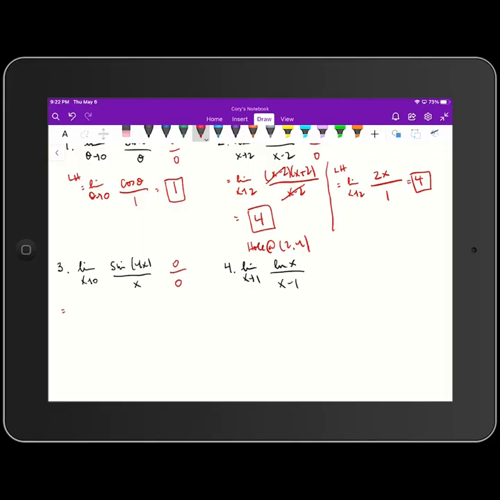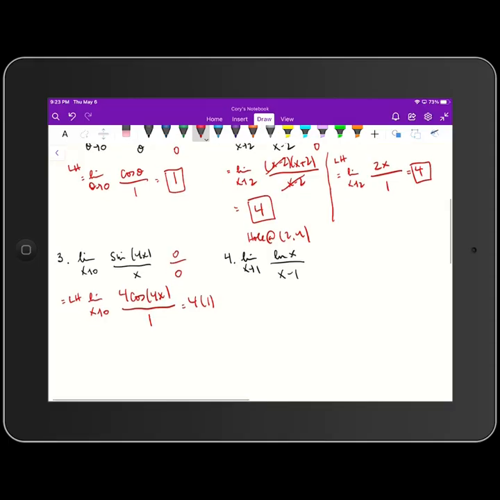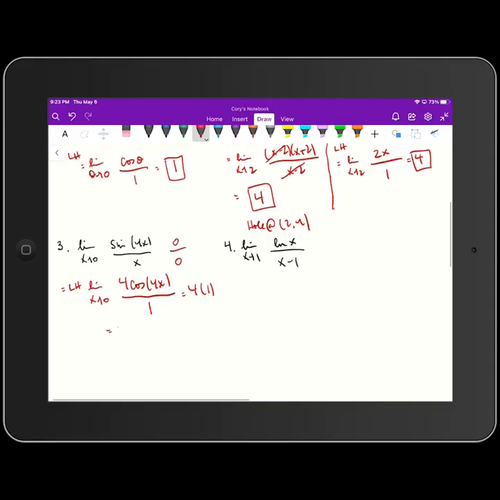If we use L'Hopital's rule to evaluate this limit, this becomes the limit as x approaches 0 of the derivative of the numerator, which using the chain rule is going to become the cosine of 4x times the derivative of the inner function, which is 4, divided by the derivative of the denominator, which is 1. And then when we use direct substitution here, we get 4 times the cosine of 0, which is equal to 1. And 4 times 1 makes the value of that limit equal to 4.